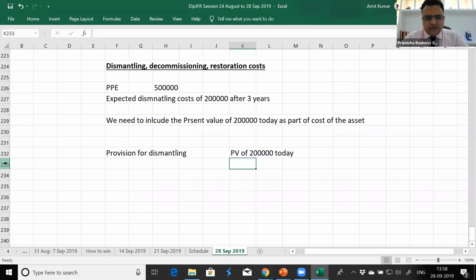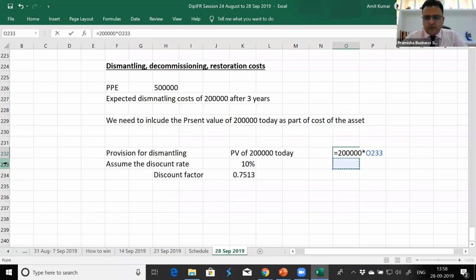If I assume the discount rate at which we discount it is 10%, and for 3 years the discount factor is 0.7513, the present value today at which it will be discounted and included in the form of provision will be 200,000 into 0.7513, and the same amount will be included as part of the cost of purchasing the asset.